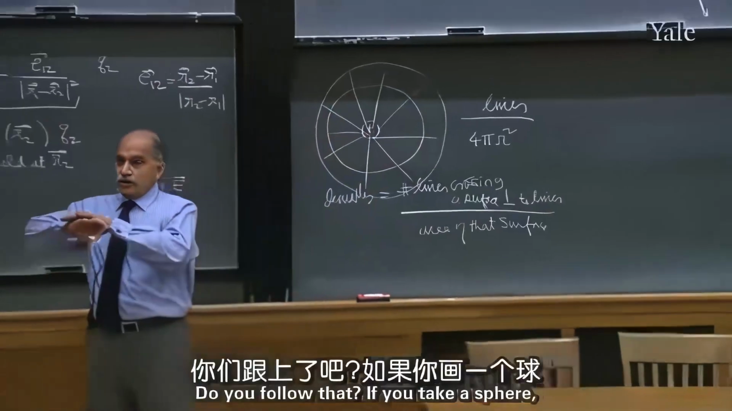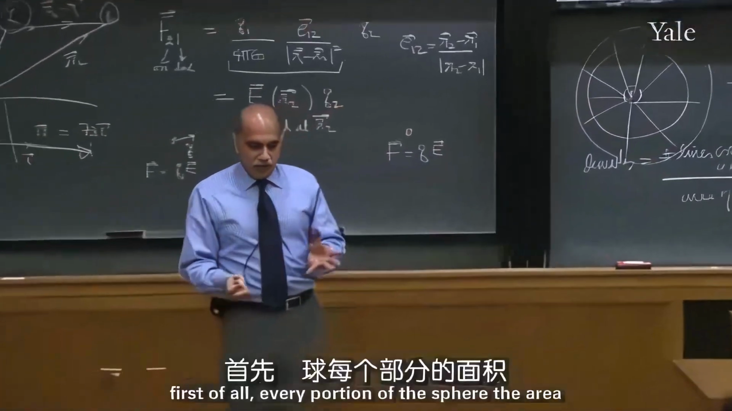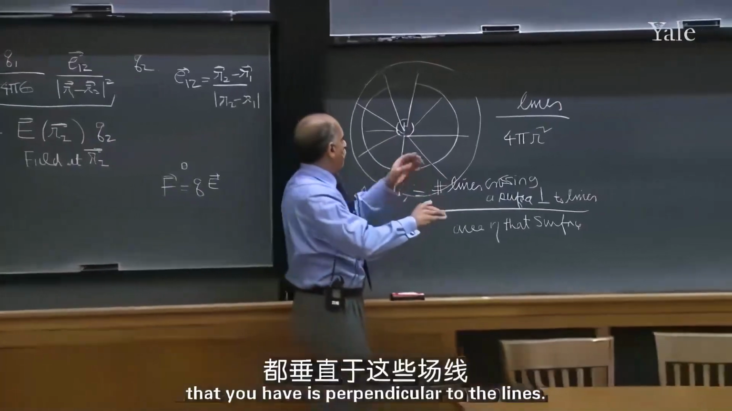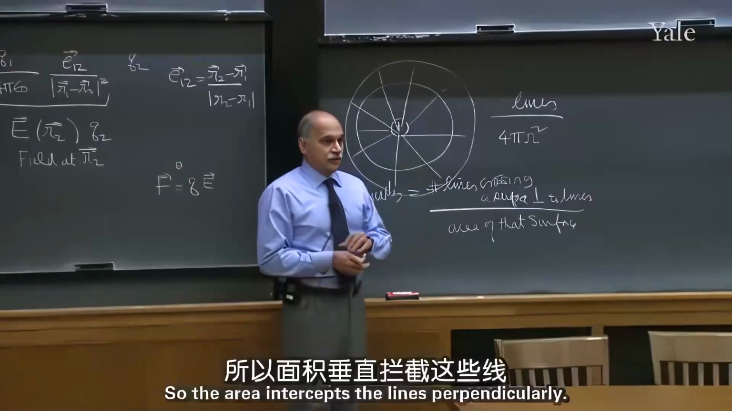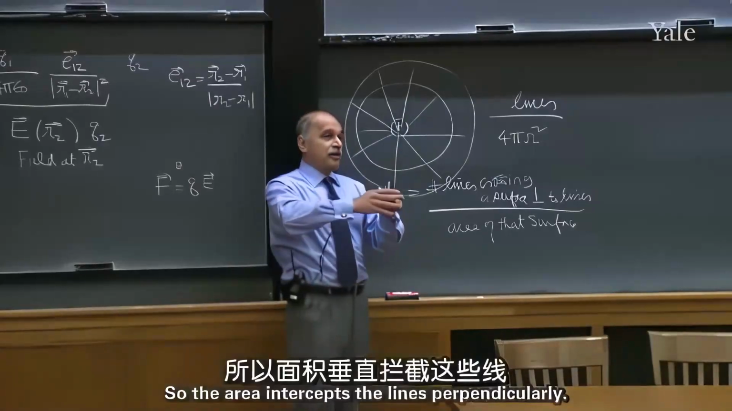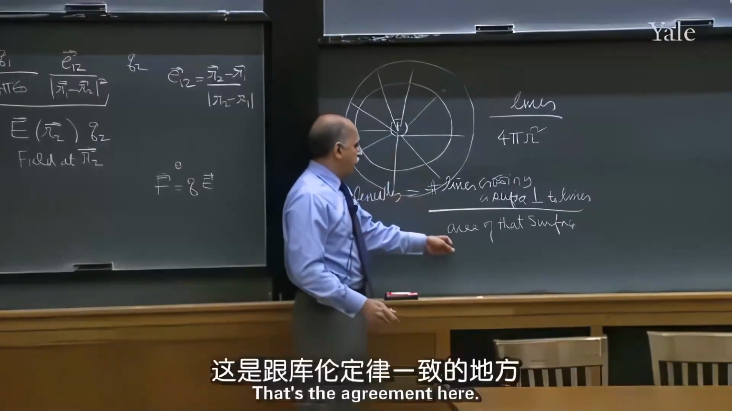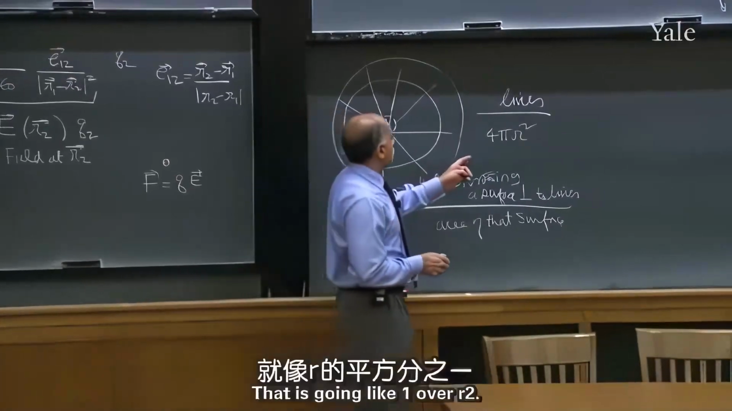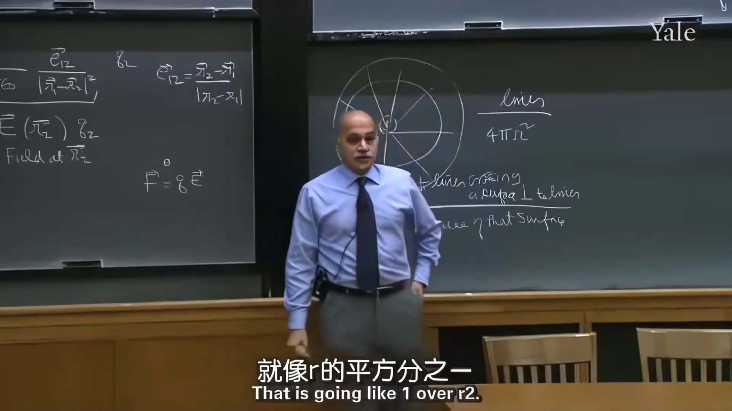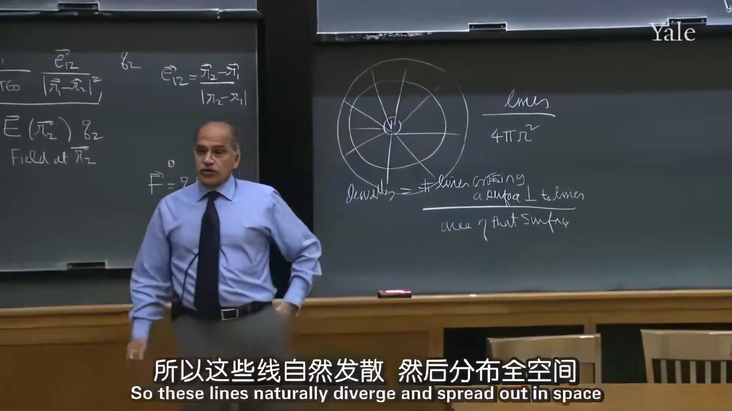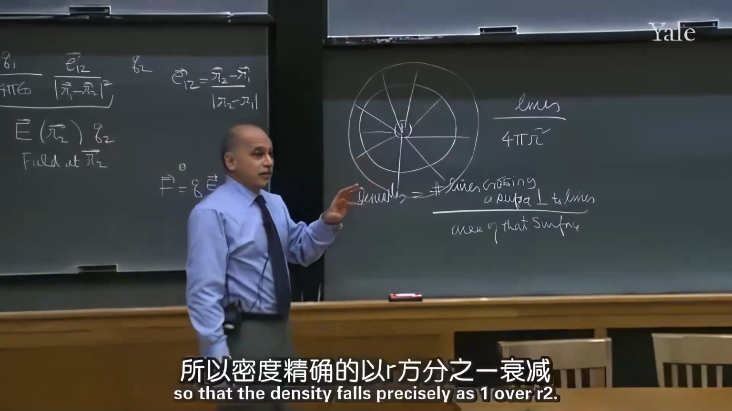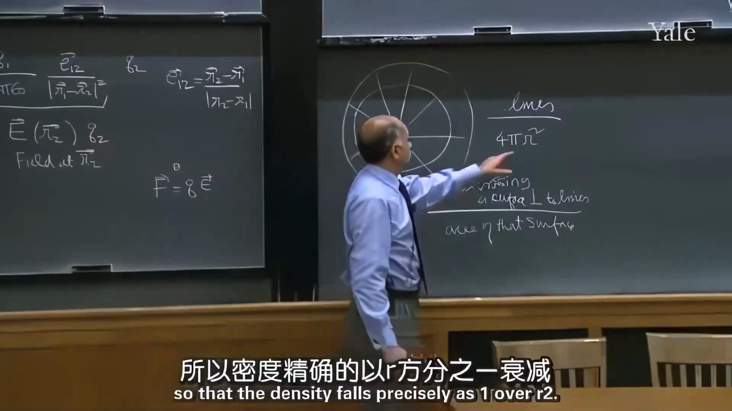Do you follow that? If you take a sphere, first of all, every portion of the sphere's area is perpendicular to the lines. So the area intercepts the lines perpendicularly. That's the agreement here. And you see how many are crossing per unit area. That is going like 1 over r squared. So these lines naturally diverge and spread out in space so that the density falls precisely as 1 over r squared.